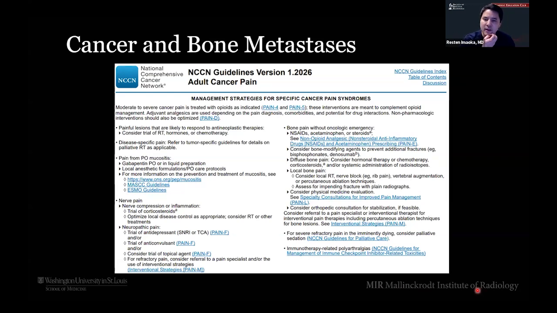So I'm sure many of you, or all of you, have heard of the NCCN, right? The National Comprehensive Cancer Network. They put out guidelines, they update them or try to update them every year. And these are essentially the Bible for our oncologists.